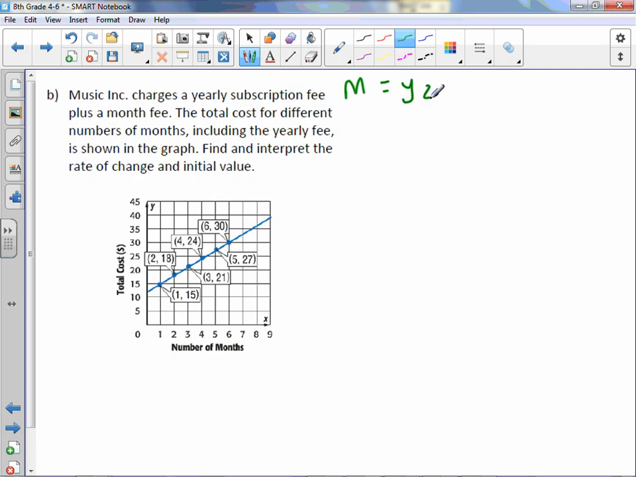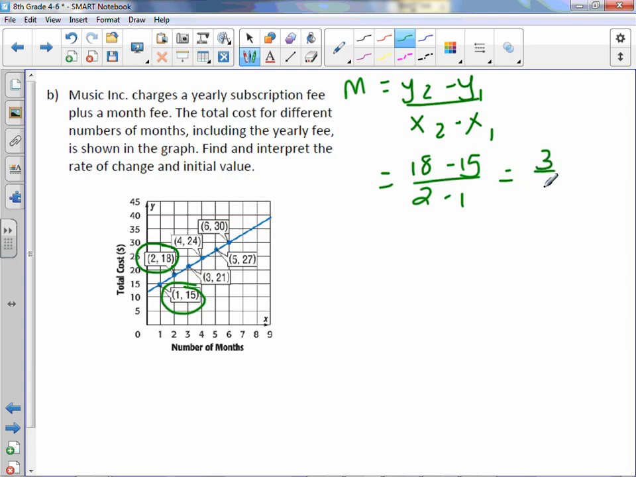So y2 minus y1 over x2 minus x1. And you can use any 2 points you wish. We'll use those 2 points. So 18 minus 15 over 2 minus 1 equals 3 over 1, or 3.